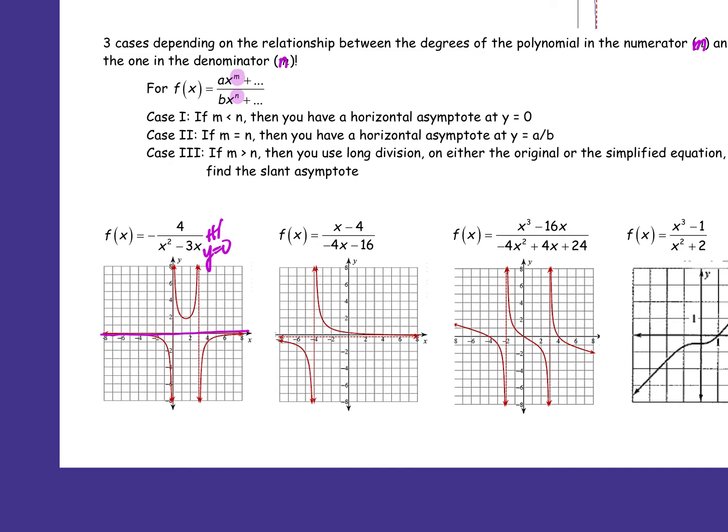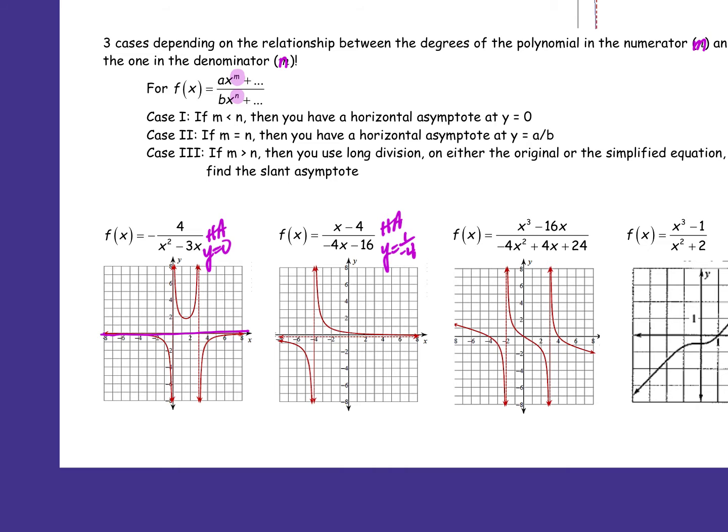That's my horizontal asymptote. Here, they both just have x to the first power, so this would be y equals 1 over negative 4. I just take the coefficients with the variables, and that's it. You can see it's got a dotted line right there at y equals negative 1/4.